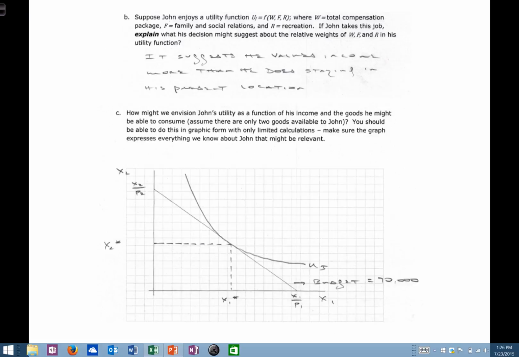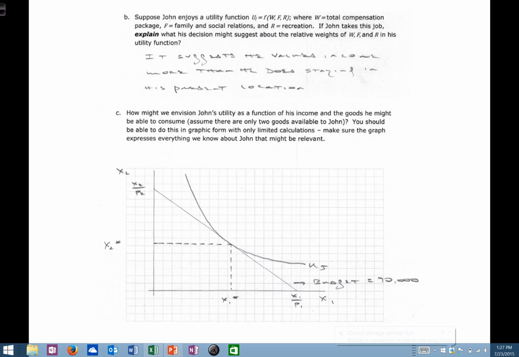So the second part of this is item B, and so I'm saying suppose John enjoys a utility function such that his utility is equal to a function of wage, family, and recreation. So W, F, and R. So this is his utility function. So if this is the case, if John takes the job, as we've just suggested he probably will, then explain what this decision might suggest about the relative weights in his utility function of W, F, and R.